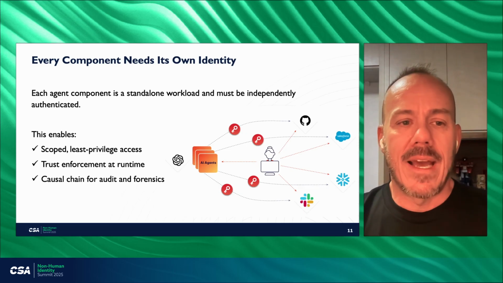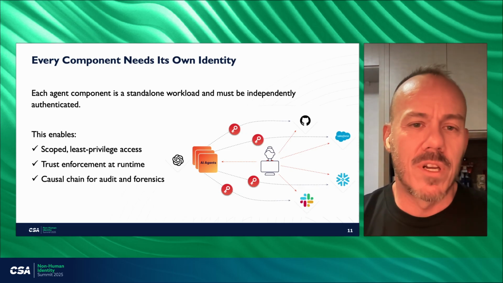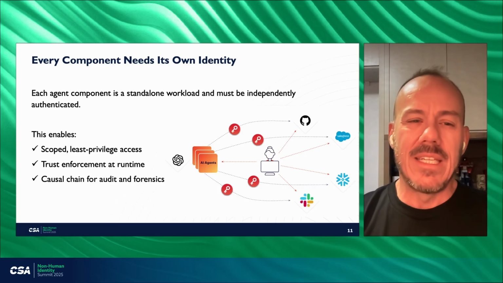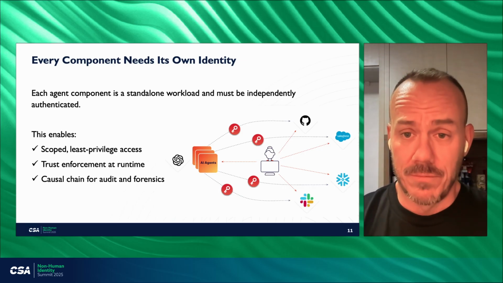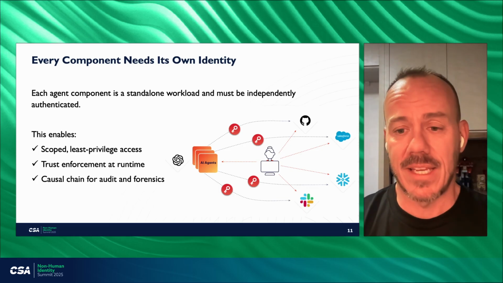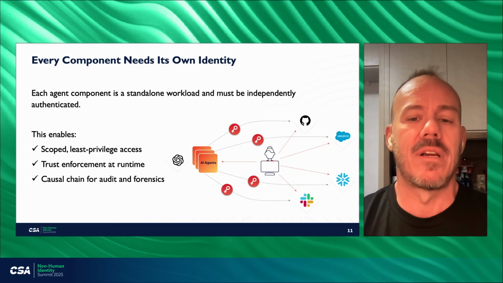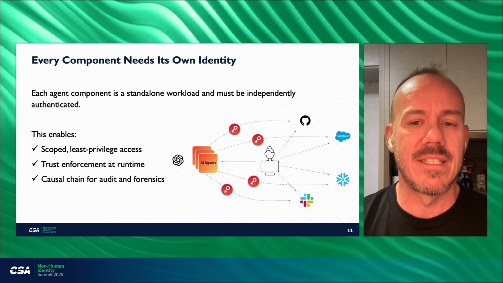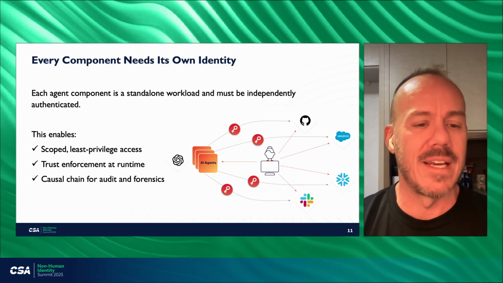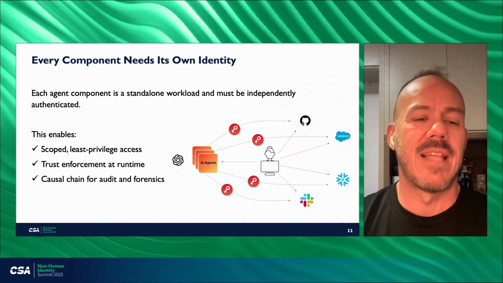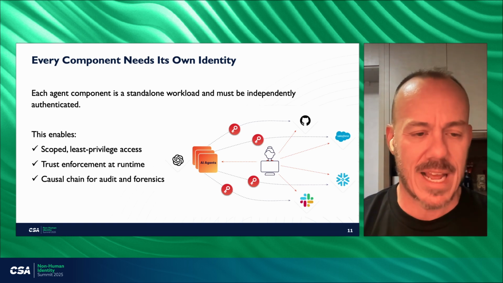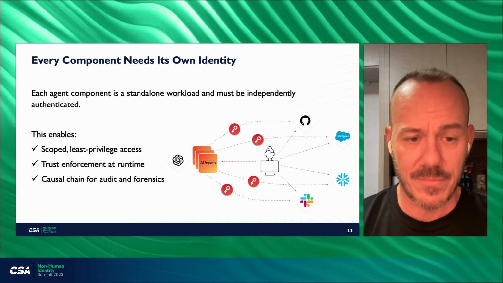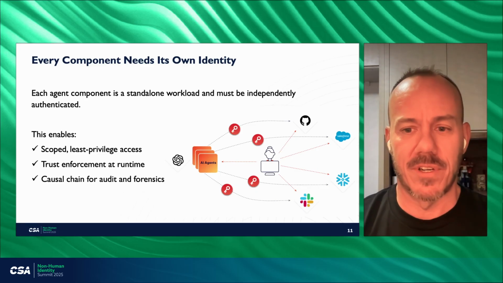So when we think about AI agents, for me, one of the big takeaways is that every component needs its own identity. Each agent component is a standalone workload, and it must be independently authenticated. So again, we talked about the orchestrator, we talked about connectors, we talked about tools, etc. All of these things need to be authenticated with their own identity. And when we do that, that enables scoped, least privileged access. It enables trust enforcement at runtime and a causal chain for audit and for forensics.